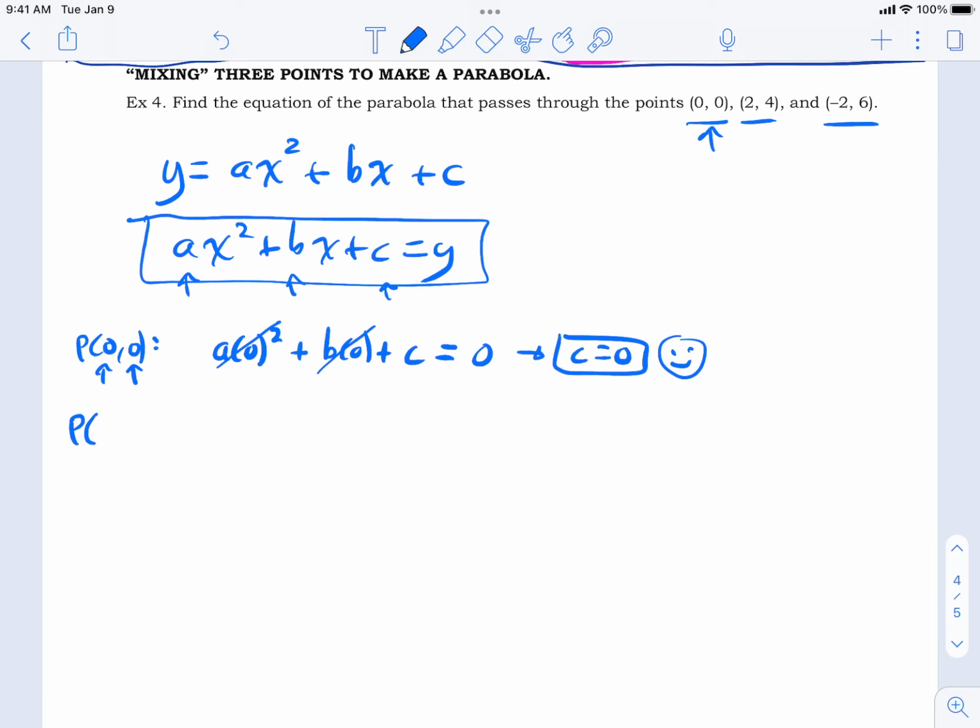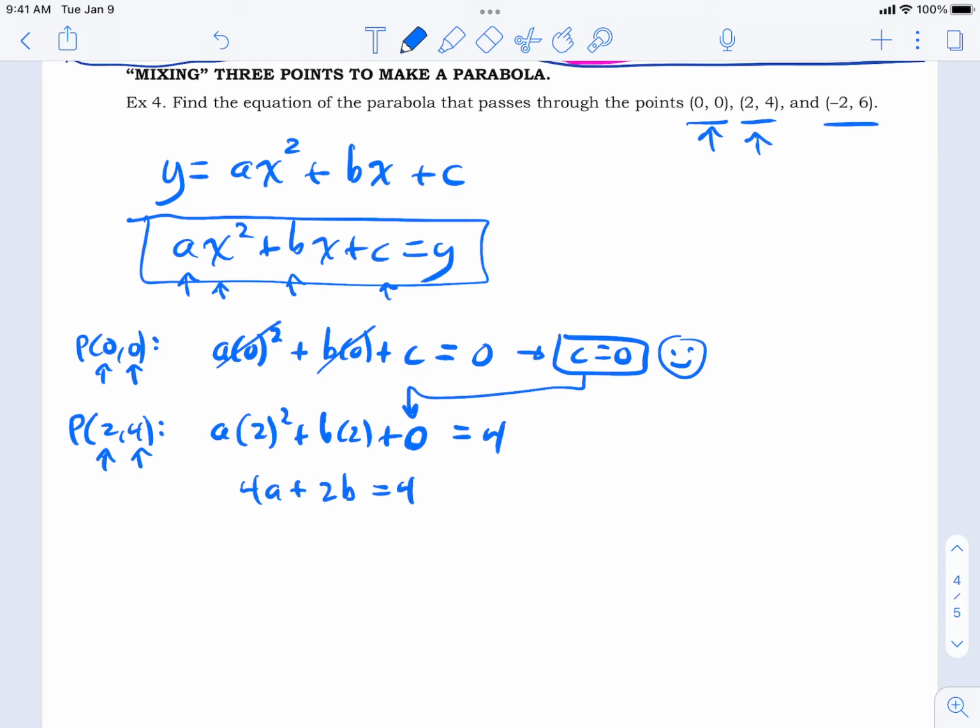We should go hunting for more equations here. Now let's use this point, the point 2 comma 4. So when you use x equals 2, I'm putting it up here, right? A times 2 squared plus b times 2 plus c. Oh, wait a minute, c is 0. Might as well use that right now. Equals the y, which is supposed to come out to 4. Cool. So this equation is going to be 2 squared is 4: 4a plus 2b plus 0 equals 4. I'm going to call that my equation 1. Notice that really we're going to end up with a system of 2 equations, 2 unknowns. Man, is it nice when it goes through the origin.